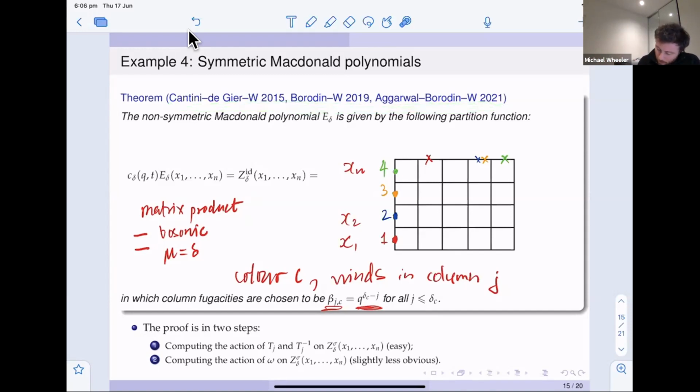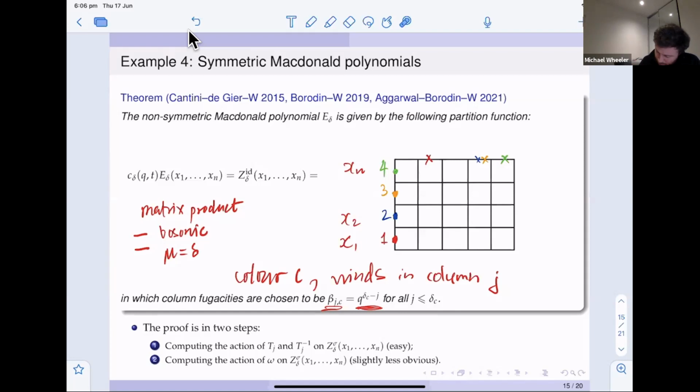Okay. So let's try and sketch how the proof works now. So I think I started at around 5:05, so I'll probably go for another 15 minutes. Okay.